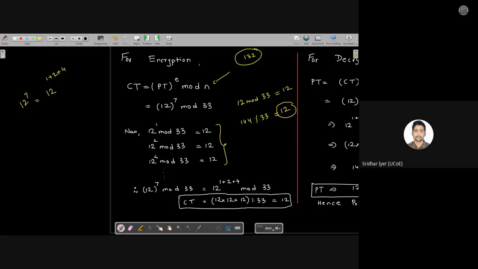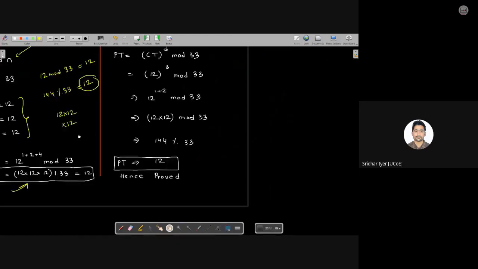Fine. So we know that 12 raised to 7 will be nothing but 12 raised to 1 plus 2 plus 4 mod 33 because base is same, so we can add up the powers, or in simple terms we can say that if we multiply the result of these and take the mod by 33, we'll get the answer. Again, 12 into 12 into 12 mod 33 will be nothing but 12 only. Look here. If we multiply the result of these, it will be 12 into 12. What is it? It is 144. Again, we know that 144 mod 33 will be 12. If I multiply it again by 12, you will get the same result as 12 only. Fine, am I clear? I hope I'm not confusing you.